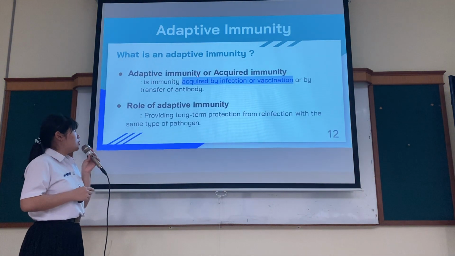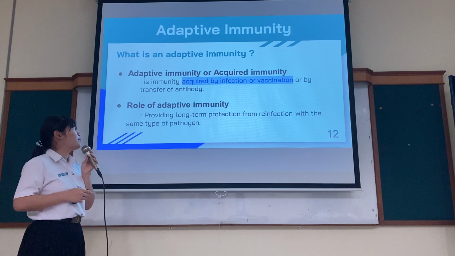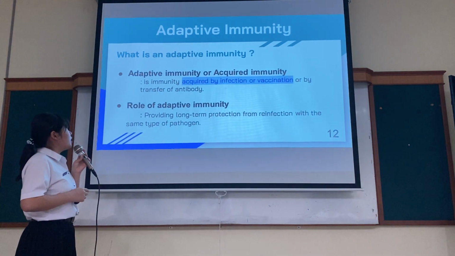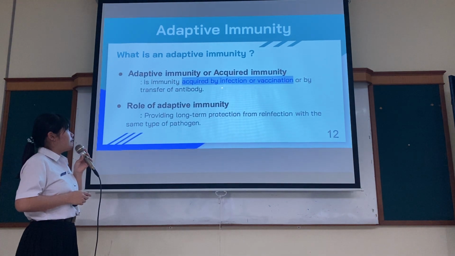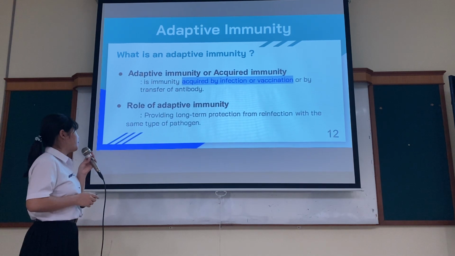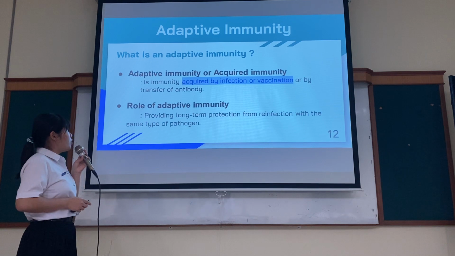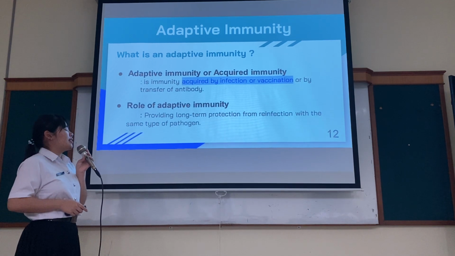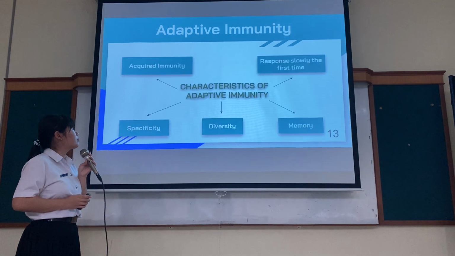So, let's continue with adaptive immunity. Adaptive immunity is immunity acquired by infection or vaccination or by transfer of antibody. It is responsible for providing long-term protection from reinfection with the same type of pathogen.